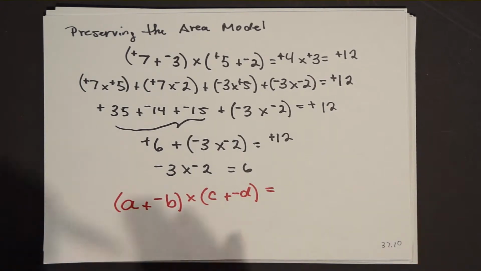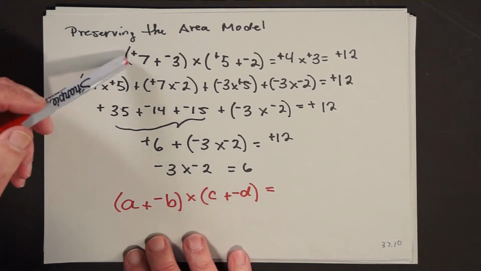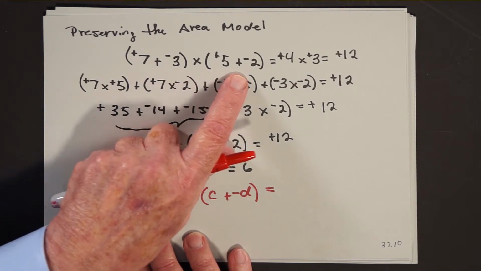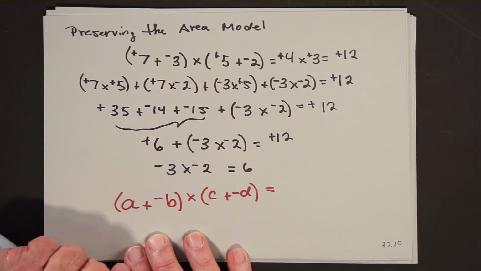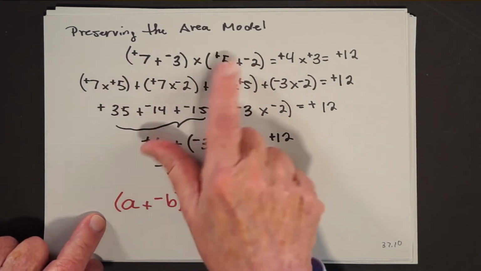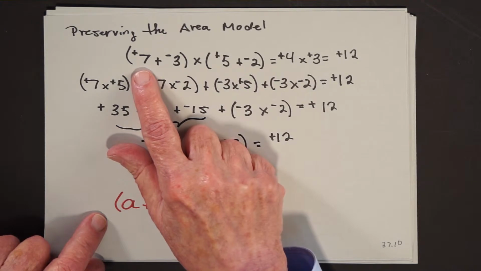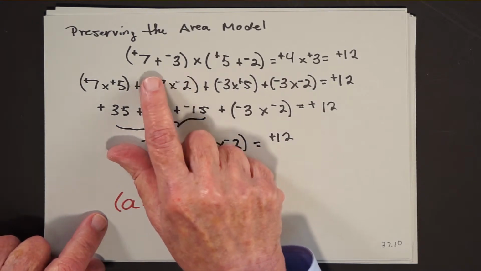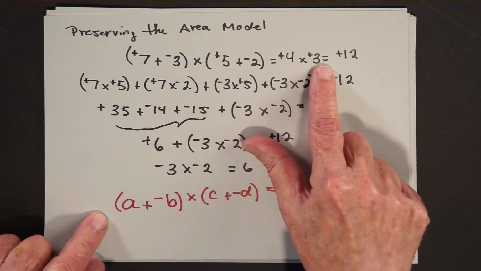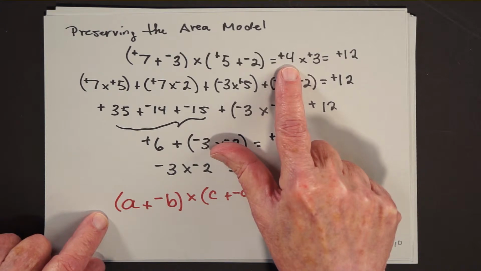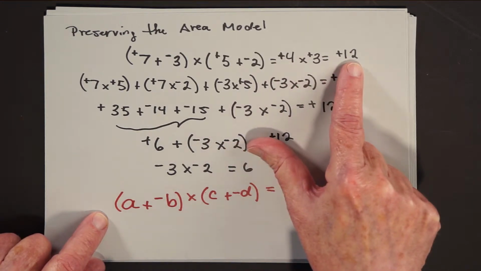In other words, let's suppose you were asked to compute the problem, positive 7 plus negative 3 times positive 5 plus negative 2. Now, in a case like this, I don't think you would use the distributive property, the area model. More likely you would say, hey, I know that positive 7 plus negative 3 is equal to positive 4. I know that positive 5 plus negative 2 is equal to positive 3. So this is the same problem as positive 4 times positive 3, which I know is positive 12, okay?